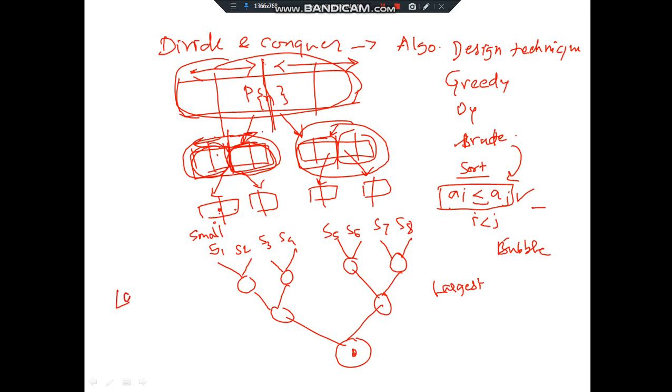For example, if larger one is greater than larger two, at that time we say that largest is equal to larger one. Otherwise, largest is equal to larger two. So this is how this divide and conquer technique works.